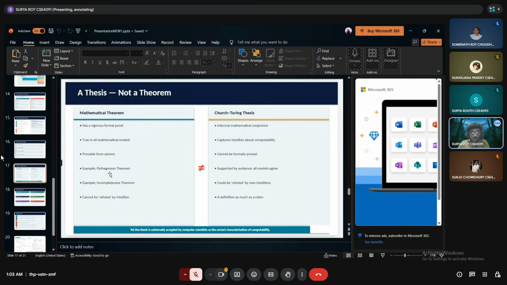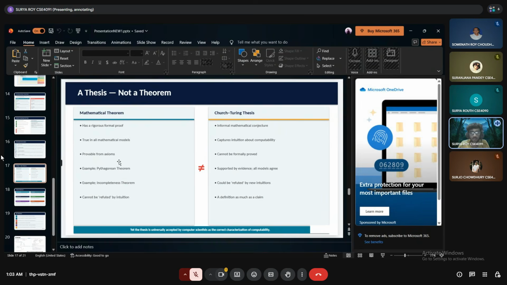A thesis, not a theorem. Mathematical theorem. Point number one, has a rigorous formal proof. Point number two, true in all mathematical models. Point number three, provable from axioms. Point number four, example, Pythagoras theorem. Similarly, in point number five, we have an example, the incompleteness theorem. Point number six, cannot be refuted by intuition.